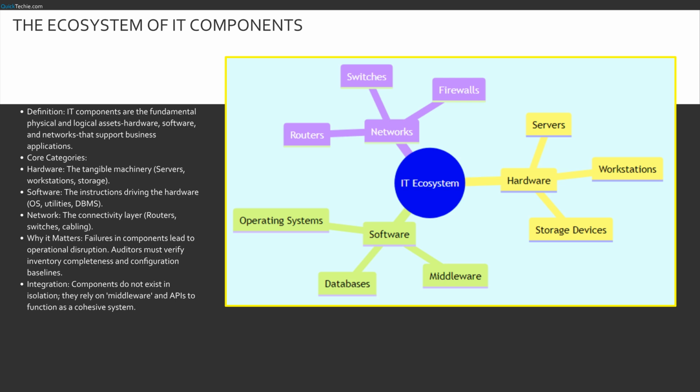We start by establishing a high-level view of the IT ecosystem. Information systems operations is not just about keeping the lights on. It is about managing a complex interplay of components. As defined in our domain, we categorize these into hardware, software, and networks. Hardware is the physical layer: servers and storage. Software provides the logic, ranging from the operating system to the database management system. The network binds them together.